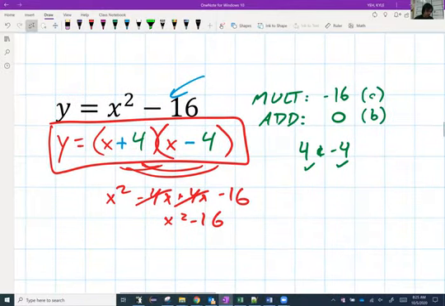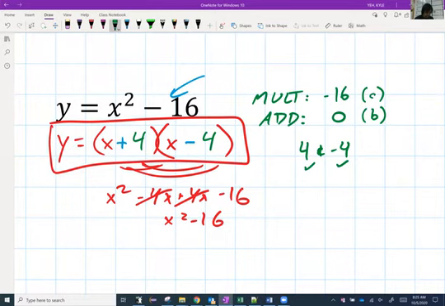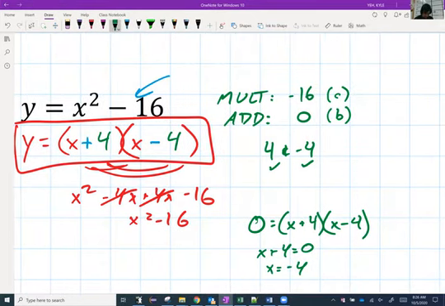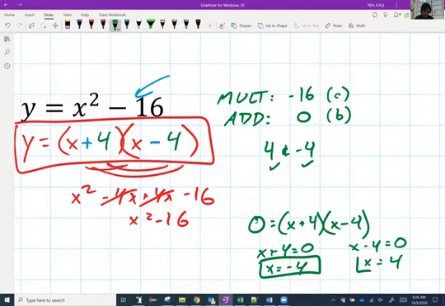Okay, so once again, if the question had just said factor, red is where we go. We're done. Solving says make y equal to 0. So we have x plus 4 times x minus 4 equals 0. And we know that in order to multiply and get 0, one of those has to be 0, right? So either x plus 4 equals 0, subtract the 4, meaning x equals negative 4, or x minus 4 equals 0, which means add 4 to both sides, x equals 4. Those would be my two solutions. X equals plus or minus 4.